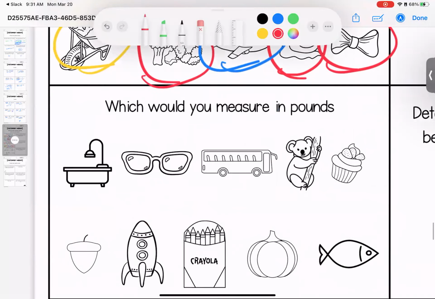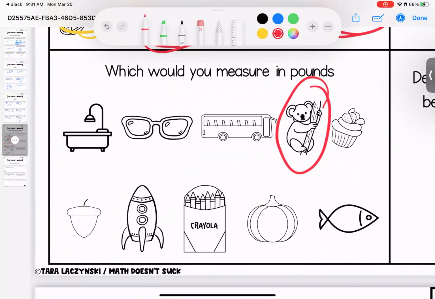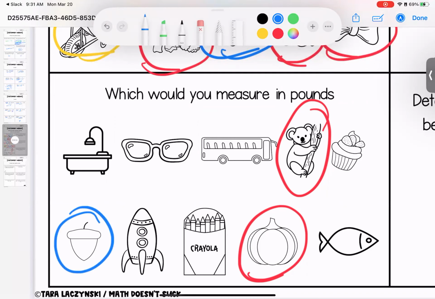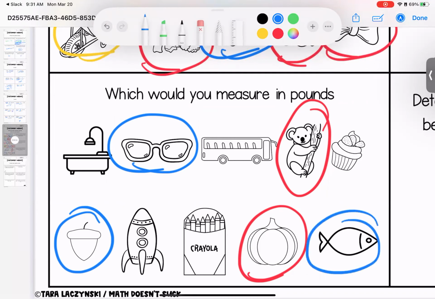All right, starting with pounds this time, I would measure a koala bear. I would also measure a pumpkin. And that would probably be it for what I would measure. And then what would I measure in, let me switch my colors. What would I measure in ounces? Ounces, I would measure the acorn. I would measure the glasses. I would measure a fish and a cupcake.